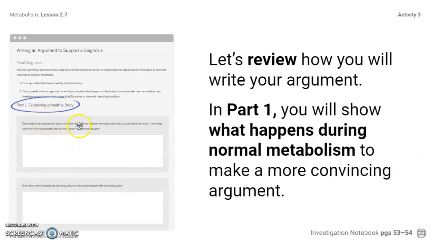So in part 1, explaining the healthy body, you are going to first explain how a healthy body functions. And we have the questions here for you to answer. The fact that she's feeling tired, she has this condition, whether the right molecules are getting to her body. If her body were working correctly, this would be what would happen with oxygen. So you want to read these questions and go ahead and answer them now. I'm going to ask you to go ahead and pause, jump back into the lesson to part 3 and answer these questions. There's a few more as well.